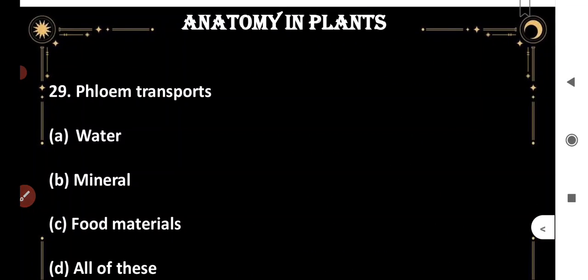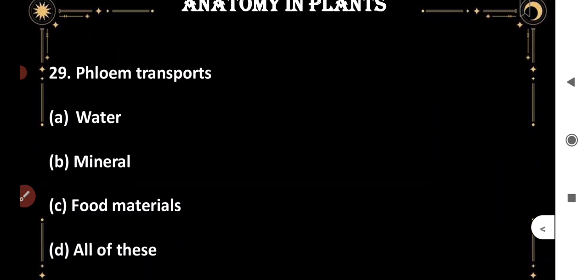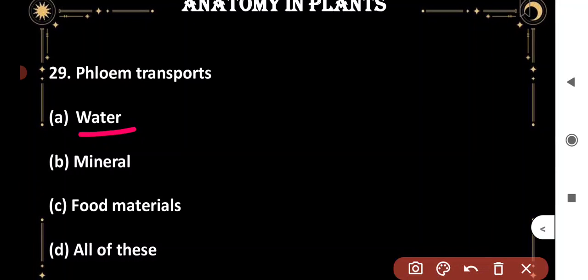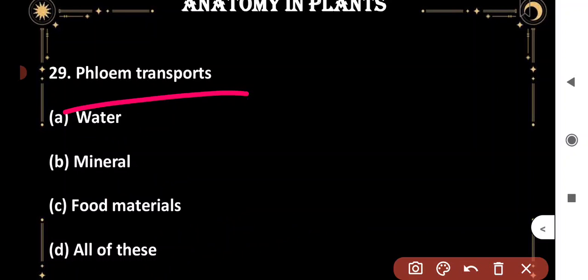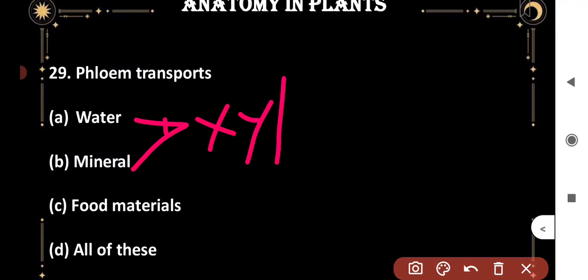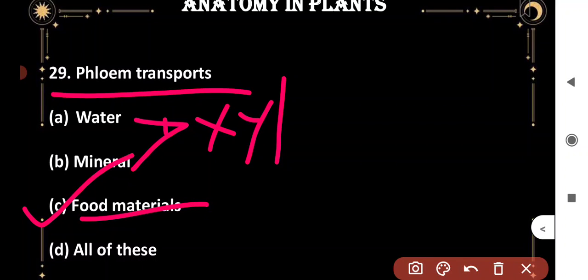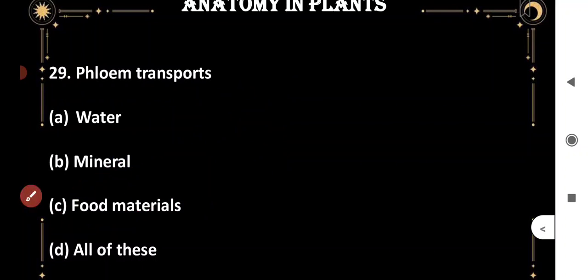Next question. Phloem transports what? Water, minerals, food materials, all of these. Water and minerals are transported by xylem. Food materials are transported by phloem. So 29 is C.